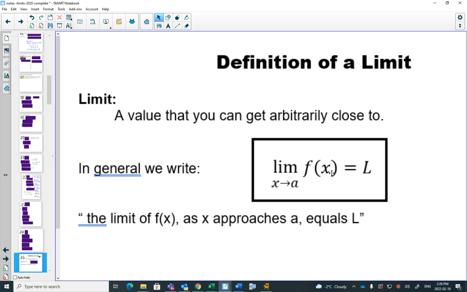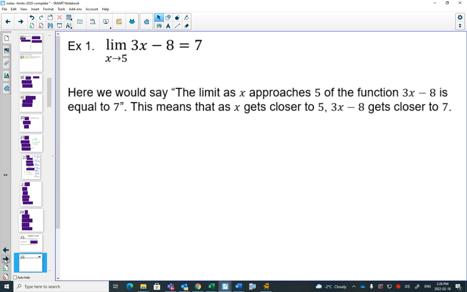So some limits are extremely easy to figure out. You can figure out a limit if you can plug in the number and evaluate it. Like 3x minus 8. Well, what happens when x gets close to 5? Well, we know that when x is 5, 3 times 5, 15, minus 8 is 7. So we know that if x is getting close to 5, our answer would be getting close to 7.